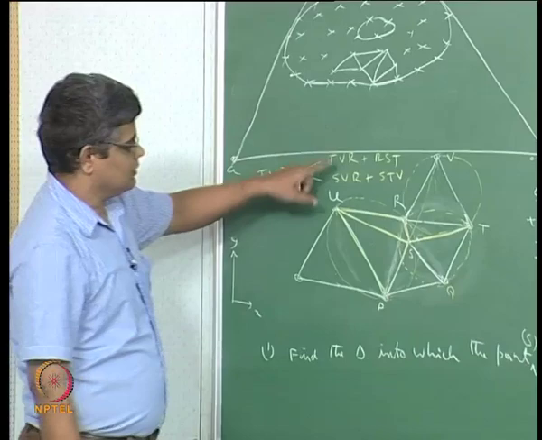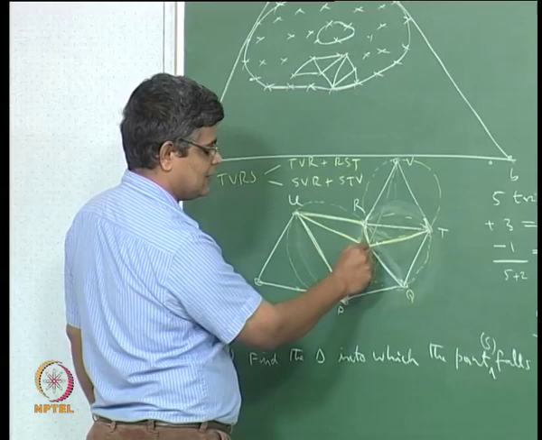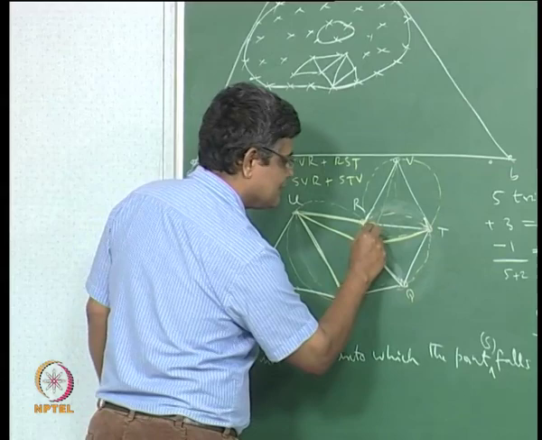So, in order to verify which of these is better, we can draw the circumscribing circle through these points and see whether the other node falls outside it. And if it is outside, then we do not have to make this change. If it is inside this, then we have to make the change here. So, from this point of view, we retain this triangulation.